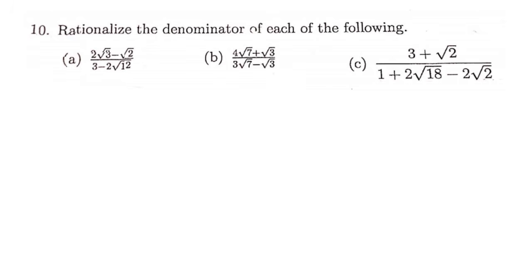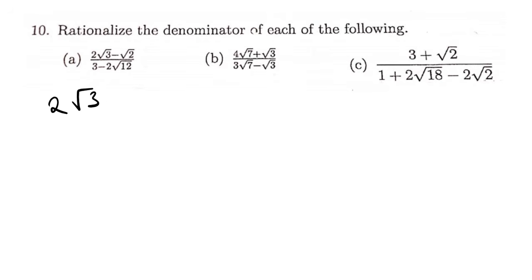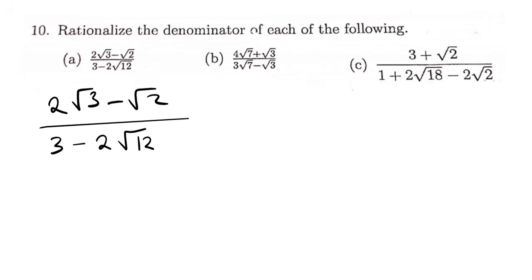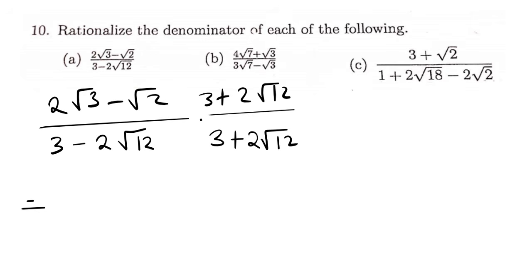We're told to rationalize the denominator of each of the following expressions. So we've got 2 root 3 minus root 2 over 3 minus 2 root 12. What are we supposed to do? We multiply by the conjugate, the opposite of what we have as a denominator, so that will be 3 plus 2 root 12. Then we're going to have 3 plus 2 root 12. Now we're just supposed to multiply what we have on top. So I'm going to multiply these ones on top.